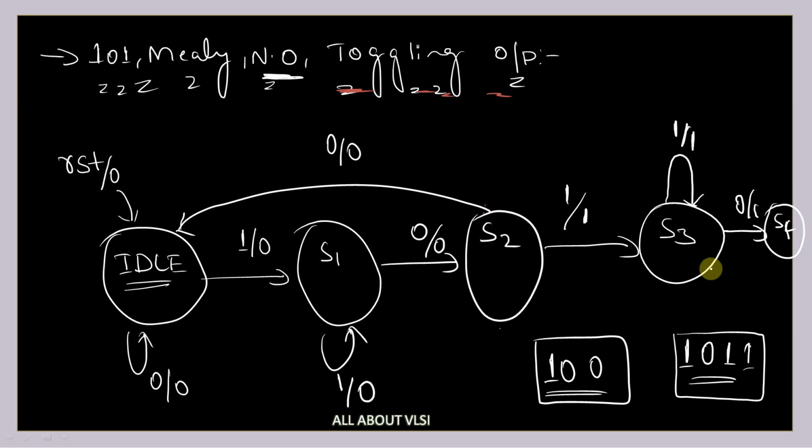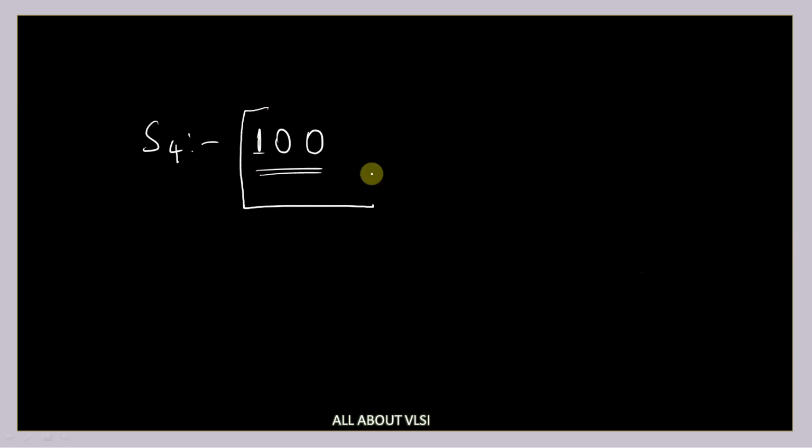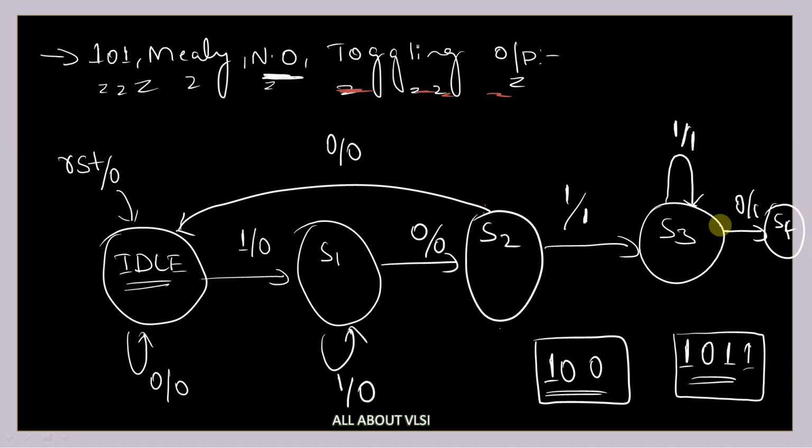Now, if I am in S4 state, I have the sequence 1 0. And if I get one more 0, which state should I go? Pattern has not been detected. I am getting the sequence 100 and I am in S4 state. What should be my next state? Can anyone tell me?